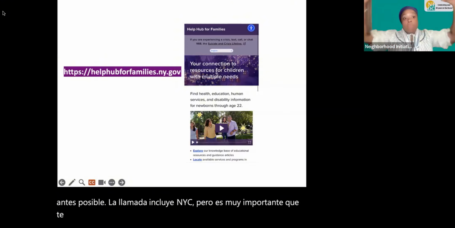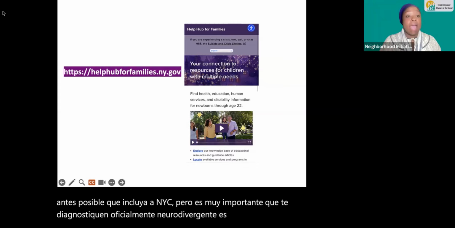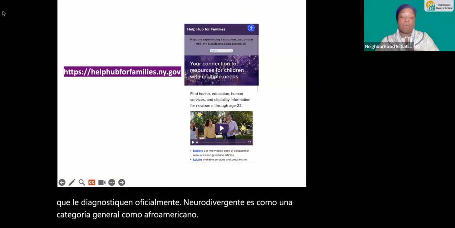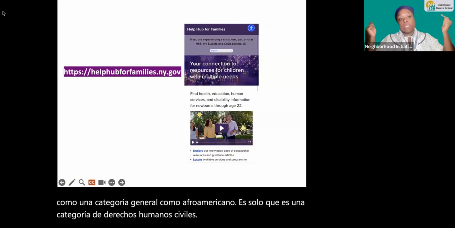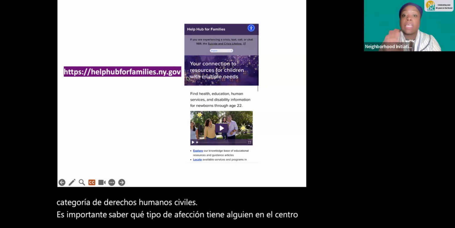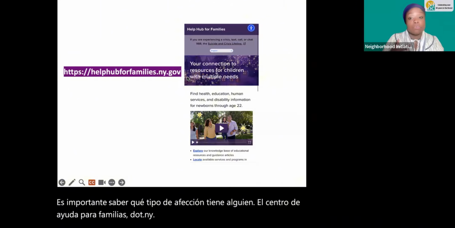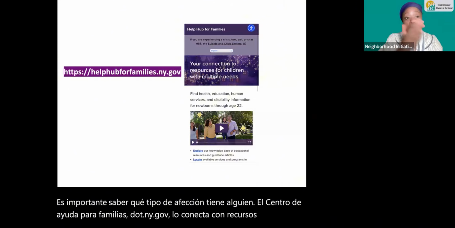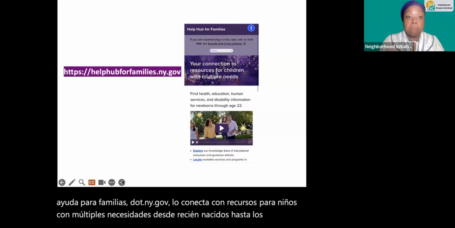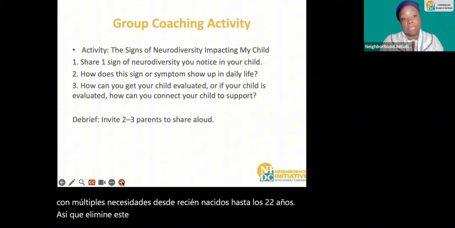Neurodivergent is like an overarching category, like African American. It's a civil human rights category. It's important to know what type of condition someone has. The Help Hub for families.ny.gov connects you to resources for children with multiple needs from newborns to age 22. So take this website down. They have a lot of resources.